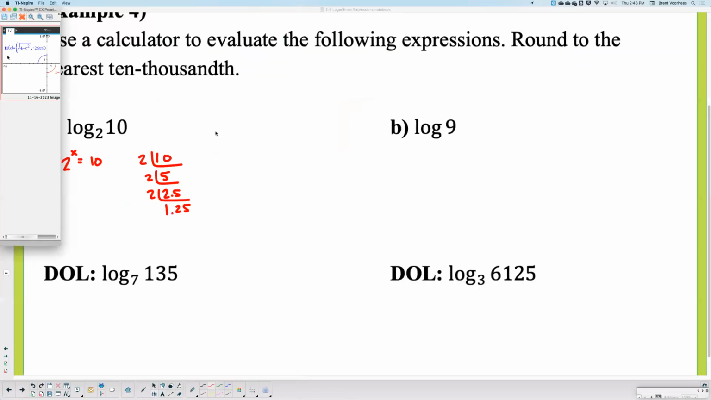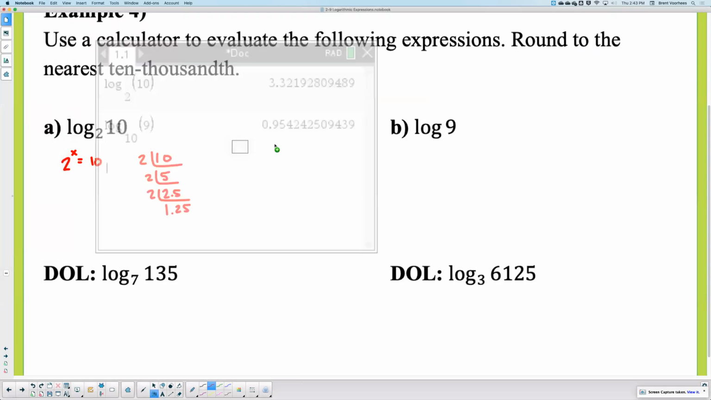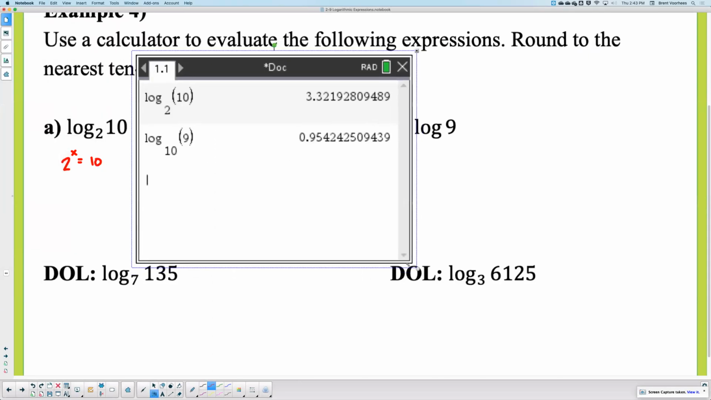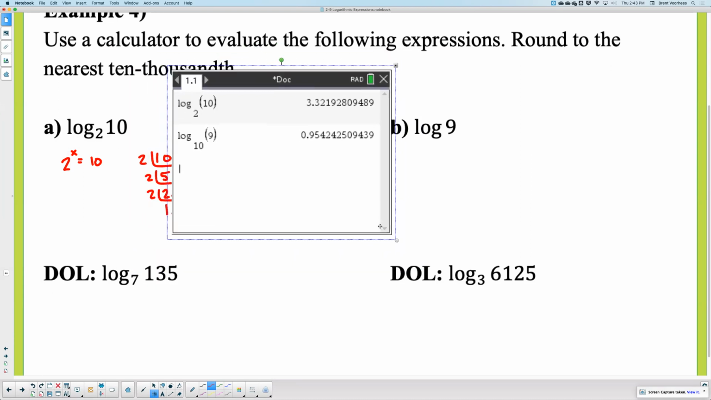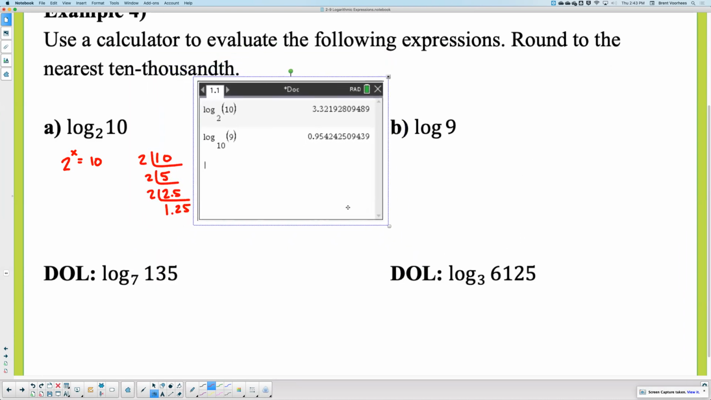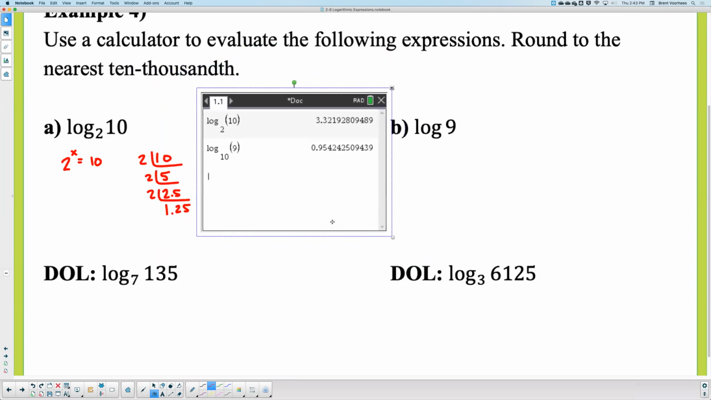It says round to the nearest 10,000th. So 10,000 as a number. How many zeros does 10,000 have? 4. So you need to have 4 decimals when we round these answers here. Okay, so the first one, to round this to the 4 decimals, we need 1, 2, 3, 4. Do I cut off the 2 or round up the 2? Cut off. Truncated, I think, is the term for that. So it'd be 3.3219.